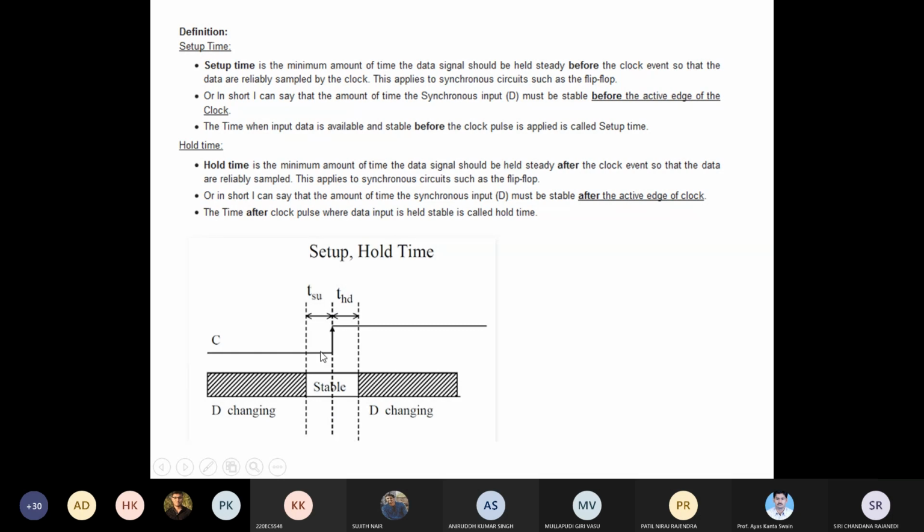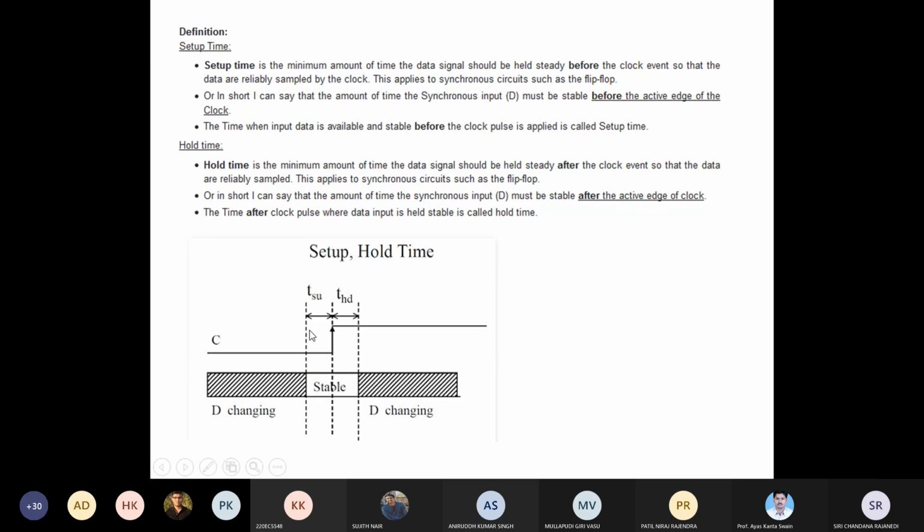Okay, similarly for hold evaluation, once the data is triggered, it should be held for another 0.5 nanosecond. Assume that my hold time is 0.5 nanosecond. So data should be stable from 9 to 10.5 nanosecond. Are you getting my point? Then only we can say that there is no setup violation or hold violation.